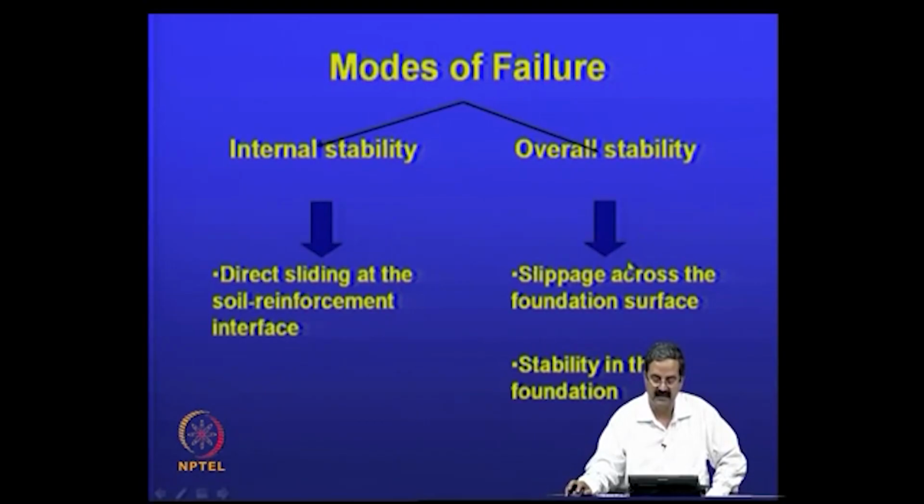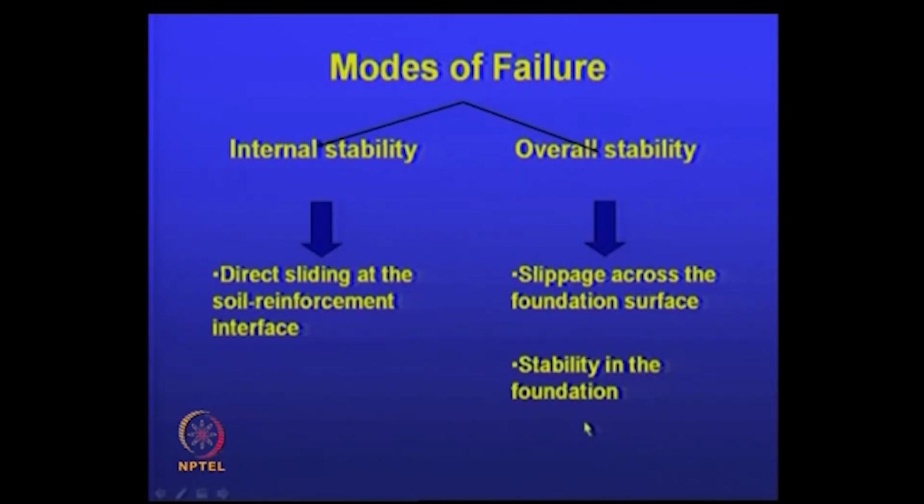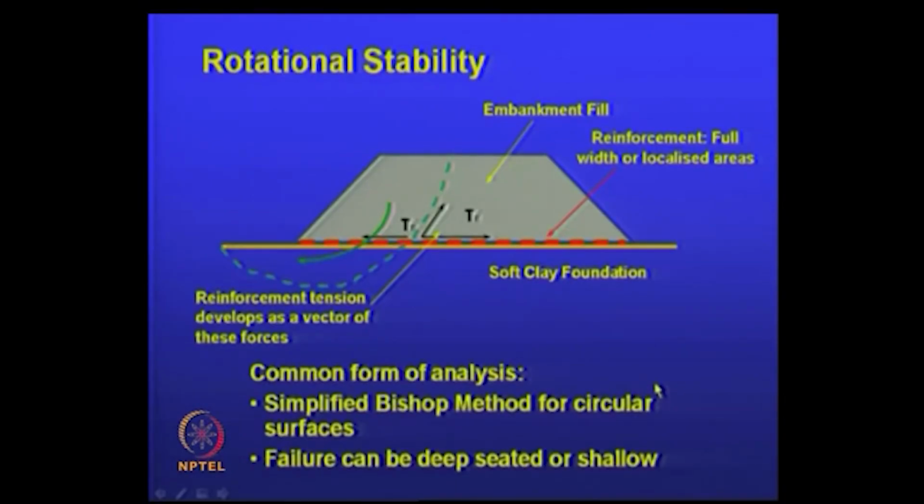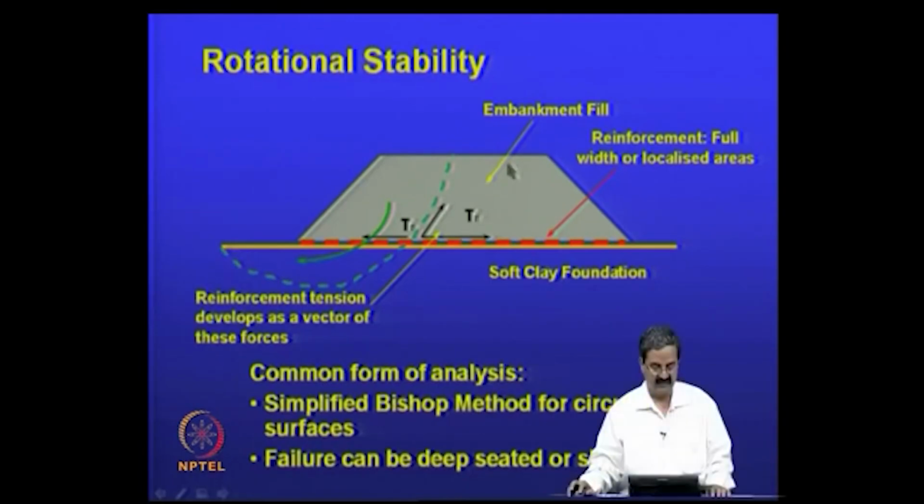Then the overall stability is that slippage across the foundation can happen, I will show you that, and stability in the foundation is another issue. And then what is this rotational stability? Say for example, this is the failure surface, right. If this is a failure surface and the driving forces are like this, then the resisting forces are in the opposite direction. This is the embankment material, okay, and this is the reinforcement.